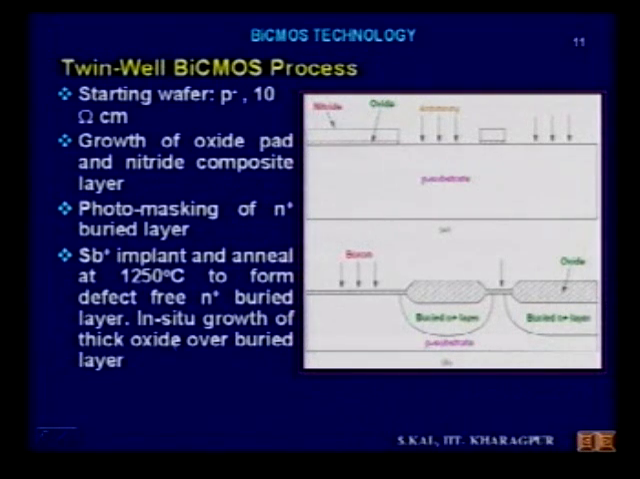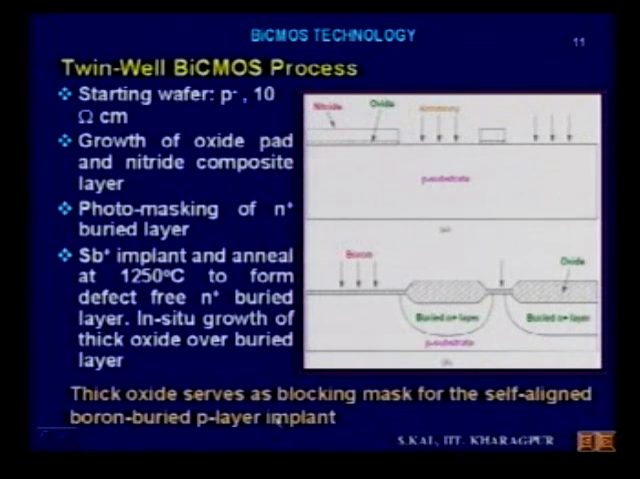In situ growth of thick oxide over the buried layer takes place. When the implanted layer goes down, at the same time oxide will grow, thick oxide. That is in situ growth at the same time as the drive-in process. Thick oxide serves as a blocking mask for the self-aligned boron buried P layer implant.